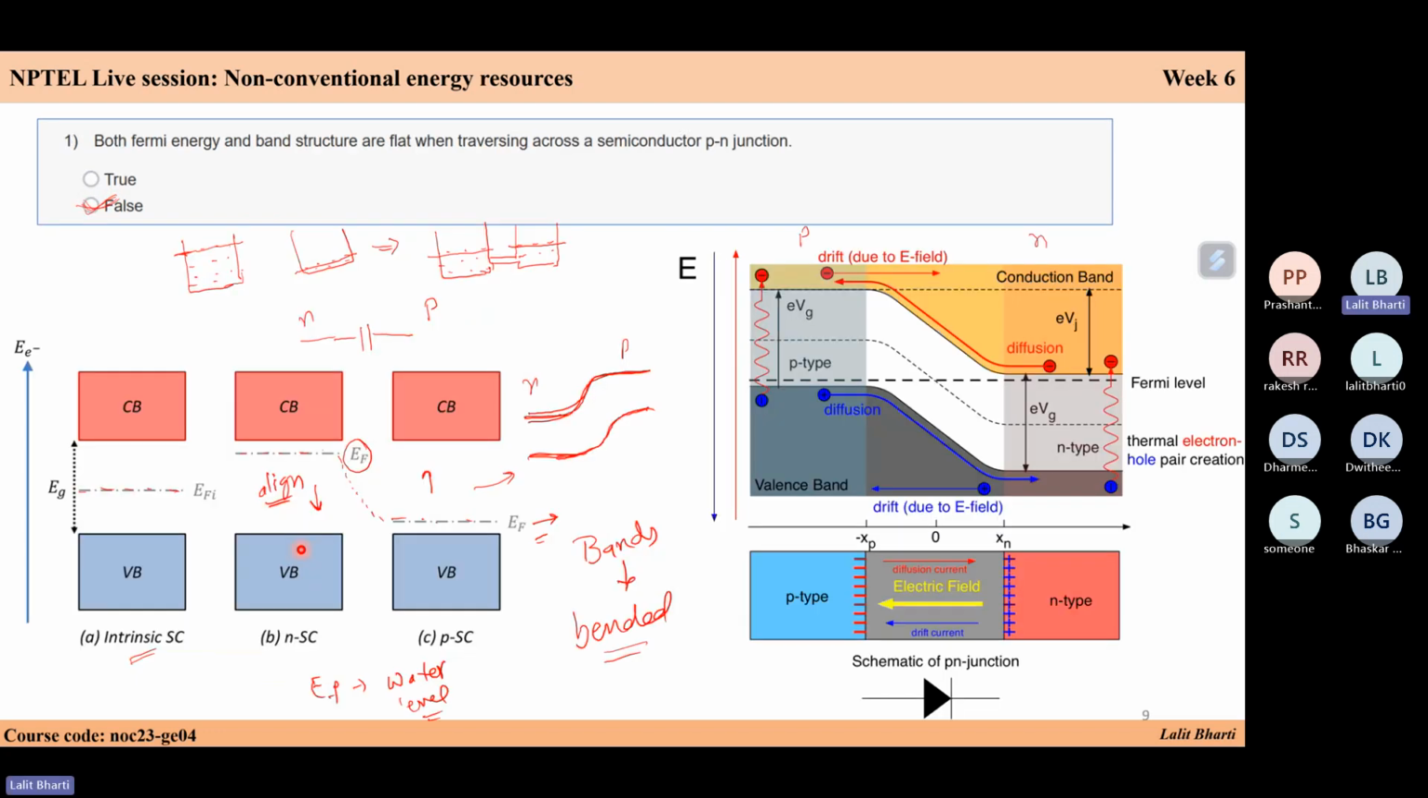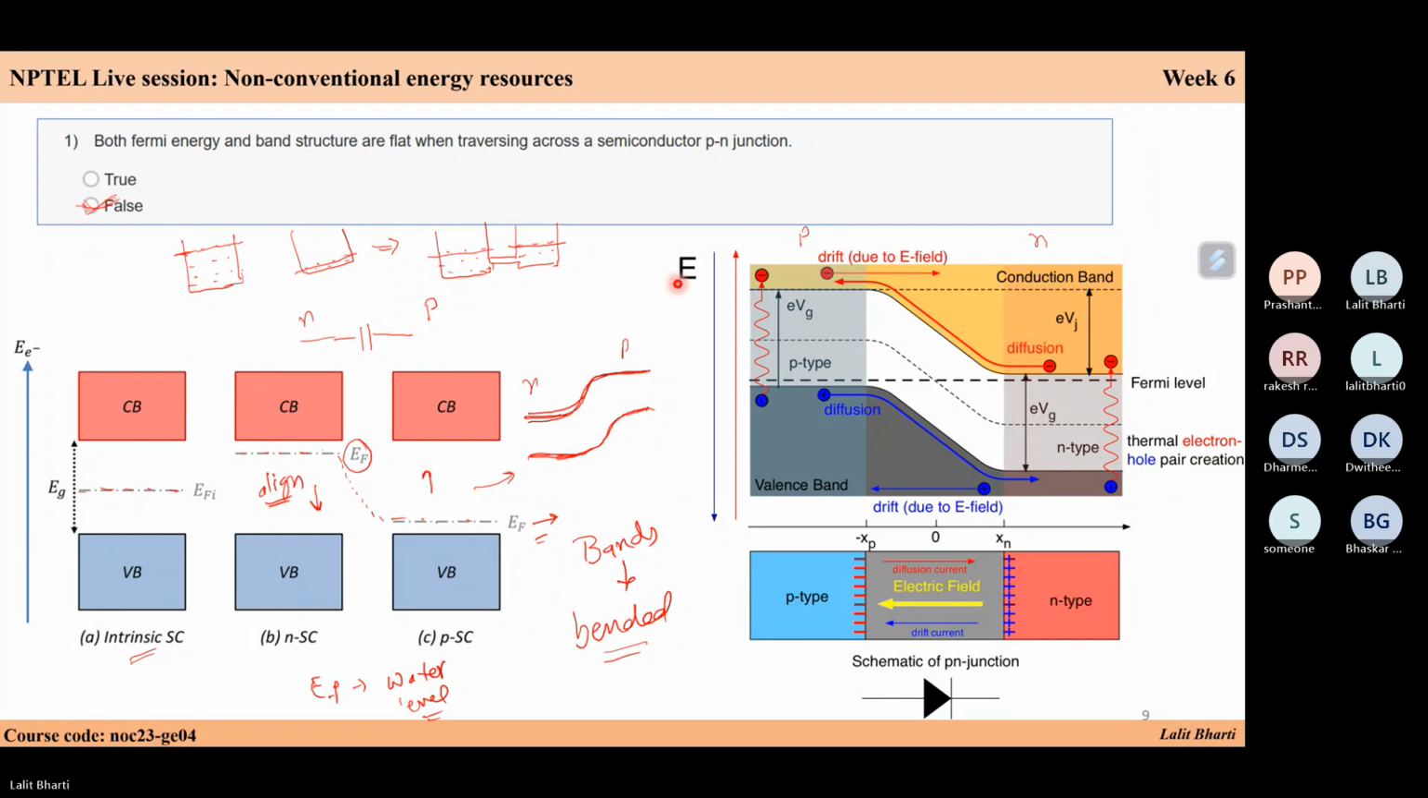Then let us see the next question. This question is on the Fermi energy level. We already talked about what the Fermi energy level is, how it is changing, and why the bands are bending due to different Fermi energy levels of different materials. So now we see the question. The question says both Fermi energy and band structures are flat when transferring across a semiconductor PN junction.